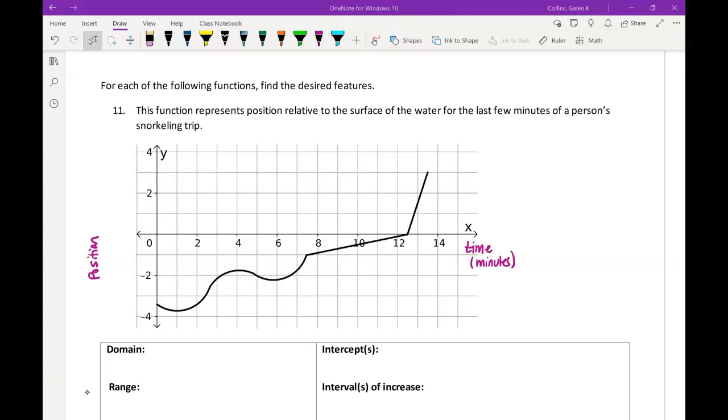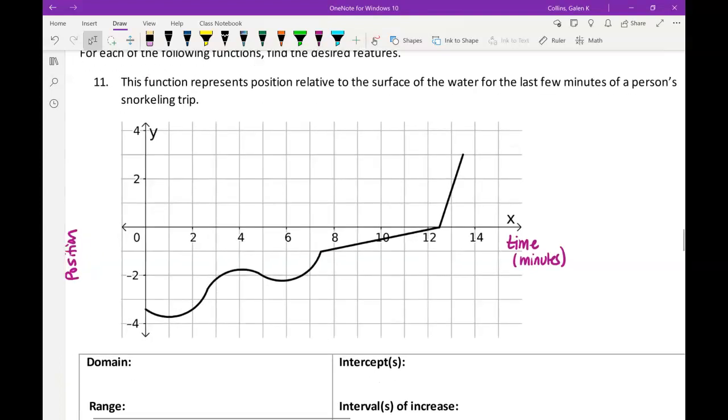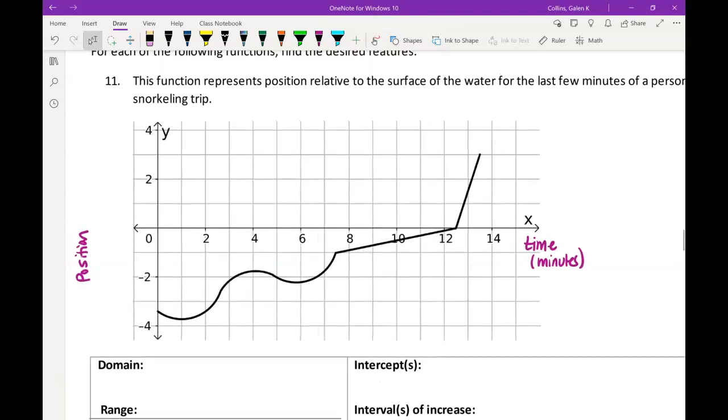So this function represents position relative to the surface of the water for the last few minutes of a person's snorkeling trip. If you've ever been snorkeling, you know that you can go underwater a little bit. You just don't want to get water all the way in your snorkel. If you do, you better blow it out before you inhale.